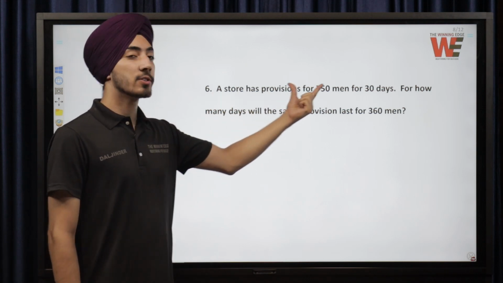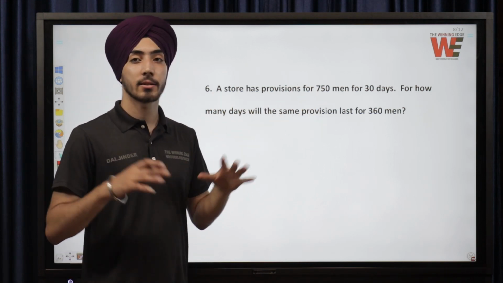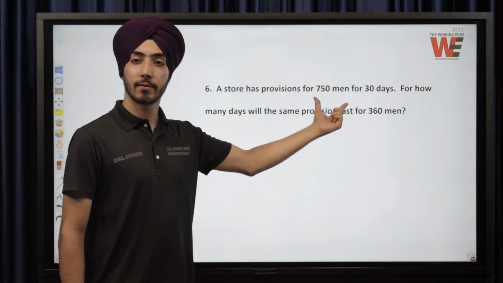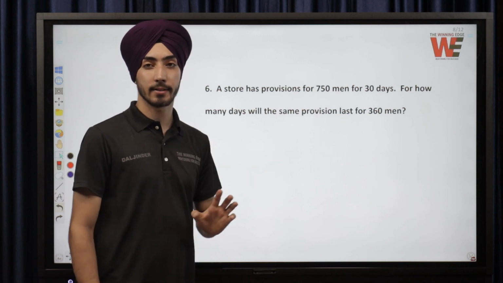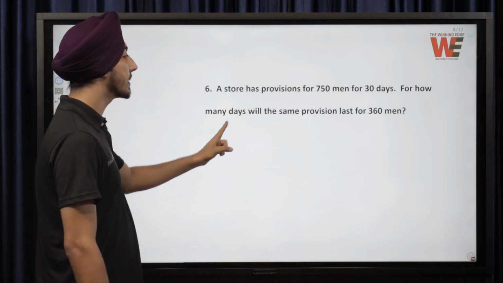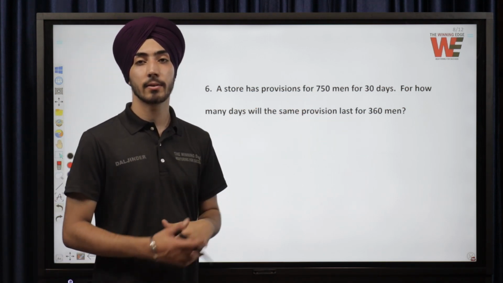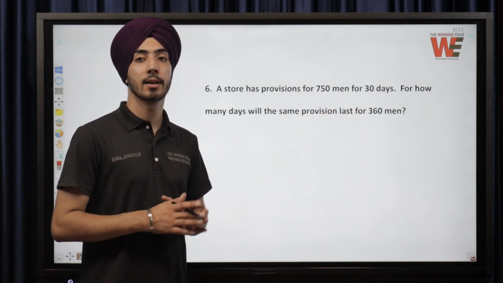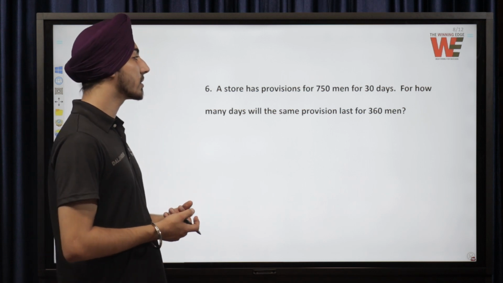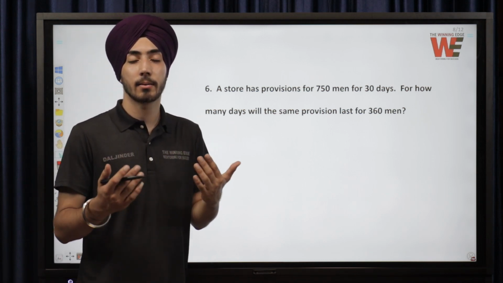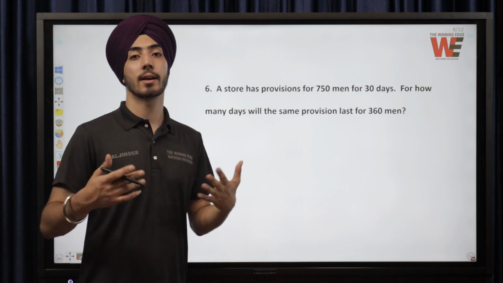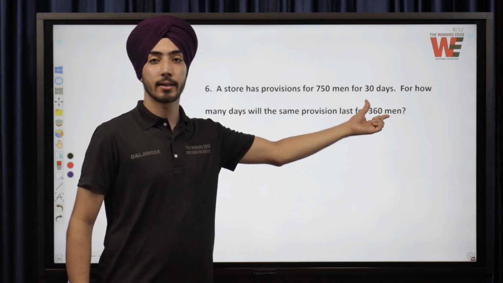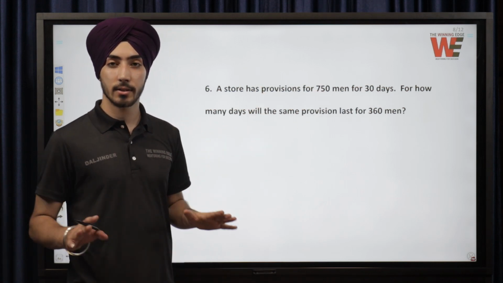So a store has provision for 750 men for 30 days. I mean, a store has food and all necessities which can feed or be used by 750 men for how many days? For 30 days. Okay. Now he's saying for how many days will the same provision last for 360 men. Now if the number of men is reduced from 750 to 360, how many days will the provision last? Obviously when the number of people is decreasing, the provision will last for a longer duration, right? So your answer should be obviously greater than 30 days. If you get any answer less than 30, your answer is wrong.